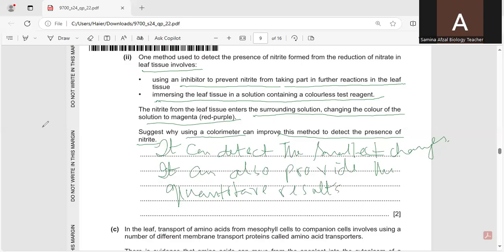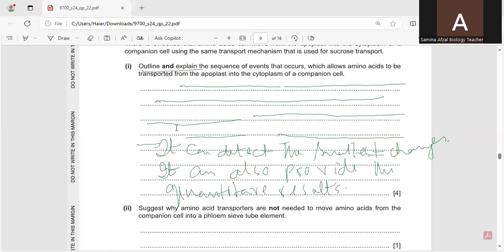Because it can detect very minute changes, it can give better, more accurate qualitative or quantitative values. So in this way, the colorimeter can be helpful at this level of investigation.